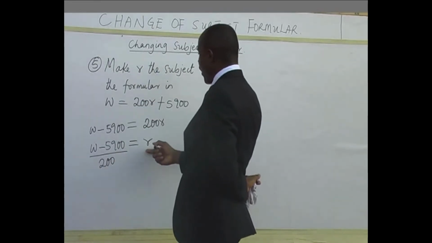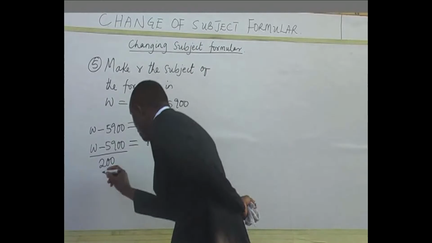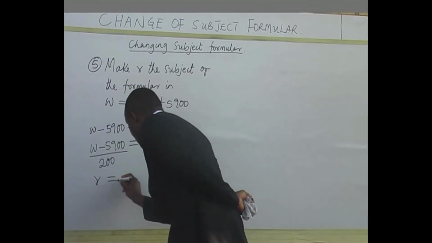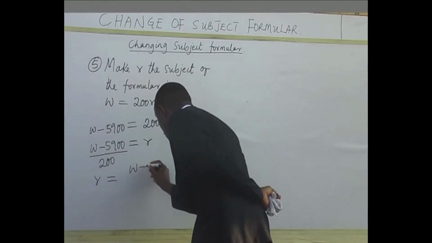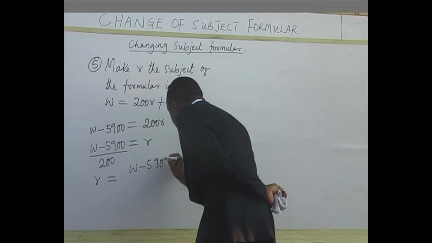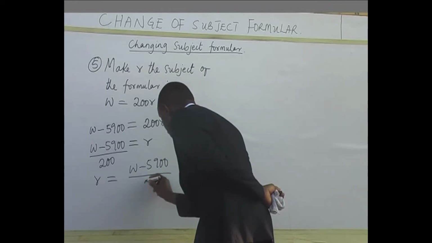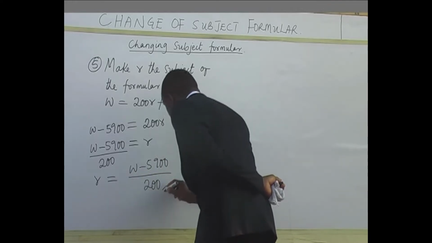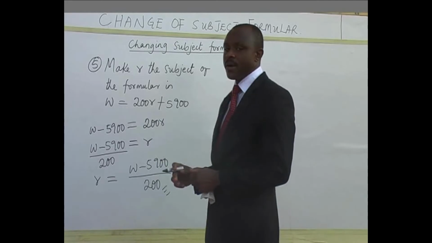You have made R the subject of the formula. If you like, you bring R to the left hand side and write R is equal to W minus 5900 all over 200. That is all about this.